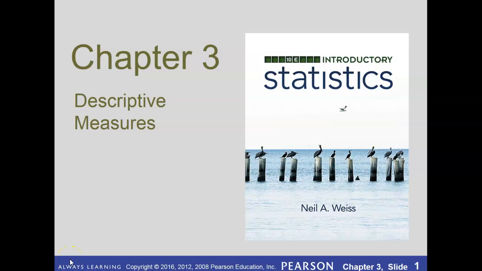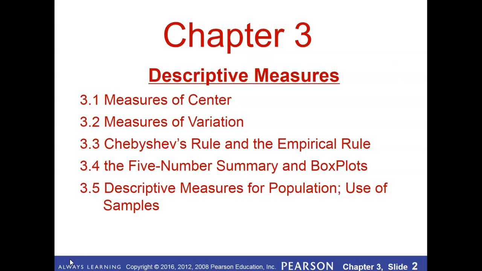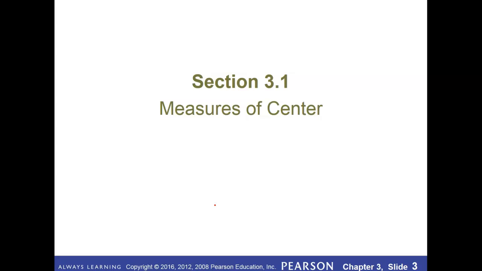Okay, so we are going to move on to descriptive measures today, which is Chapter 3. Chapter 3 is broken into 5 lessons. Measures of center and measures of variation are the first 2 lessons. And then we have Chebyshev's rule and the empirical rule, which talk about how the information is spread out. And we have the 5 number summary and box plots. And then the discussion about population and samples and how descriptive measures affect those. So let's go ahead and get started with lesson 3.1, measures of center.